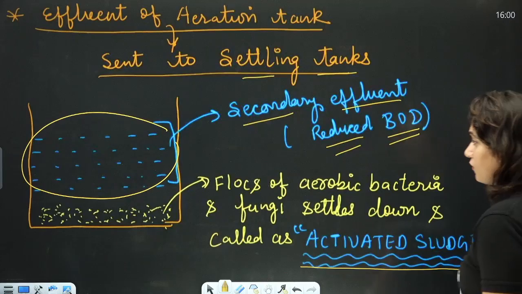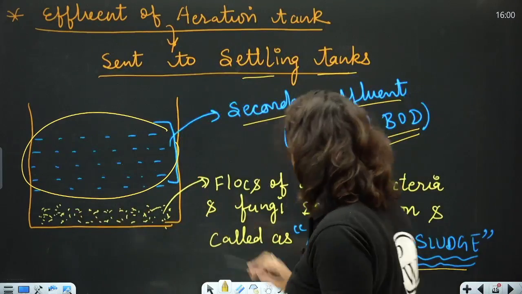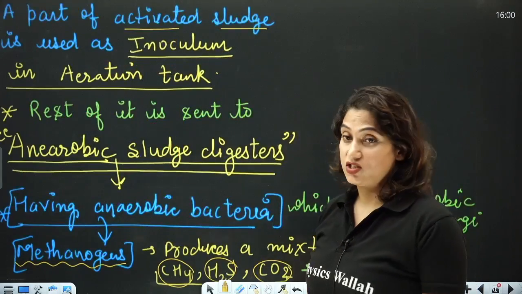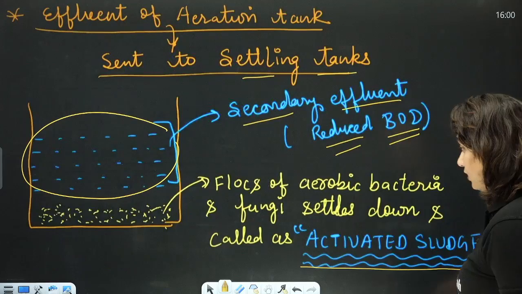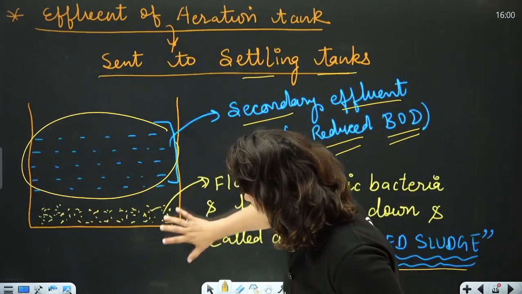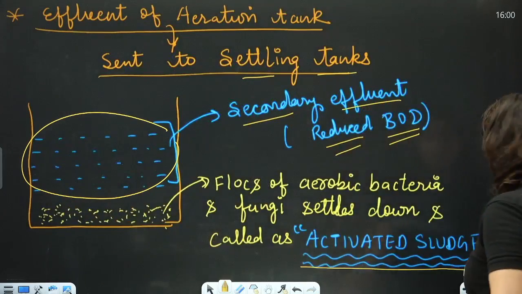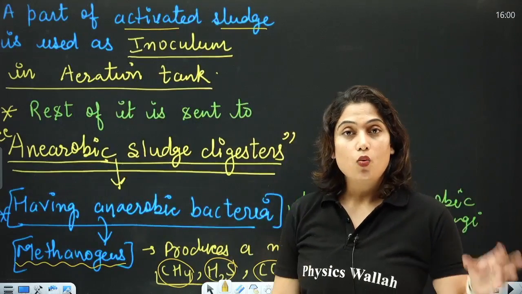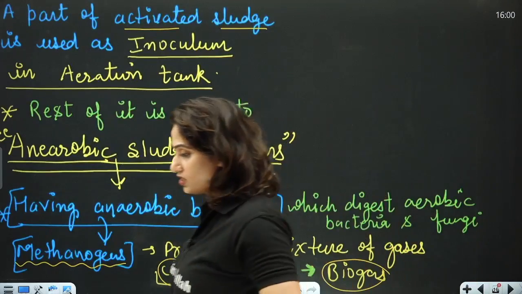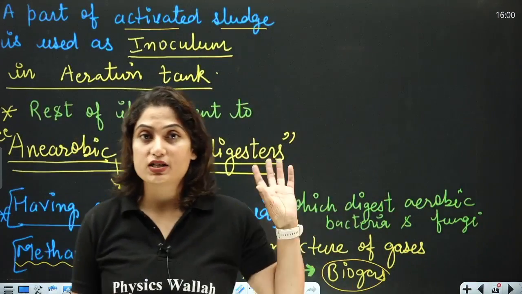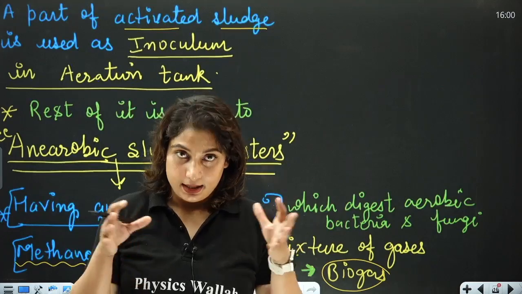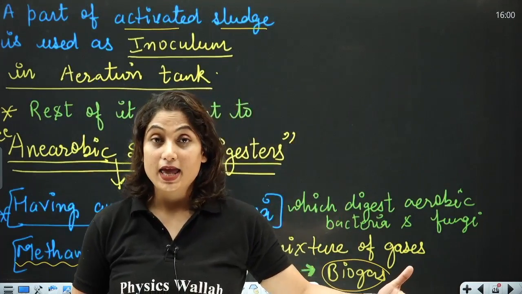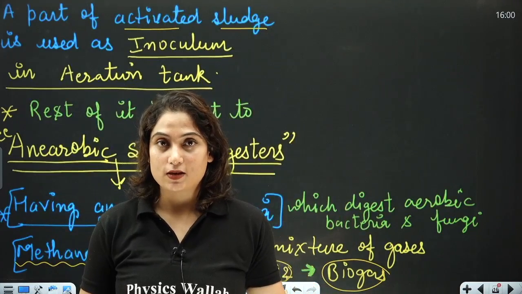But most of the activated sludge is sent to anaerobic sludge digesters. Now, what are these anaerobic sludge digesters? In the tank, which is called the anaerobic sludge digester, anaerobic bacteria are present.